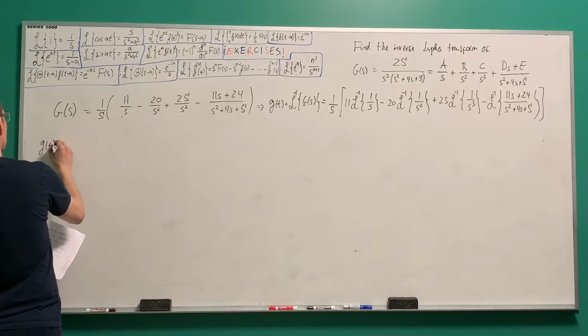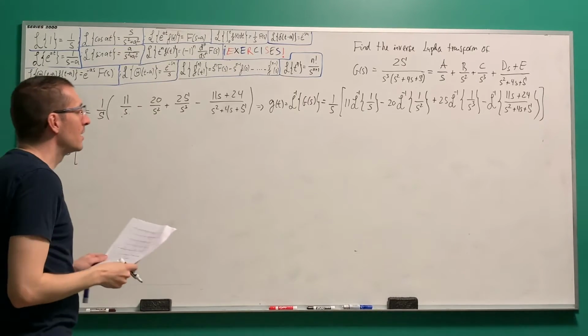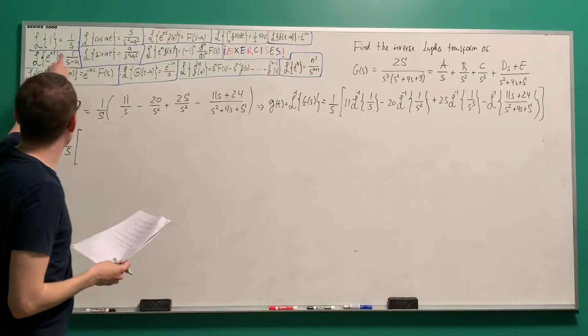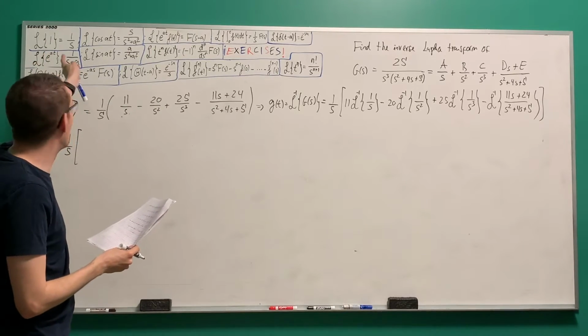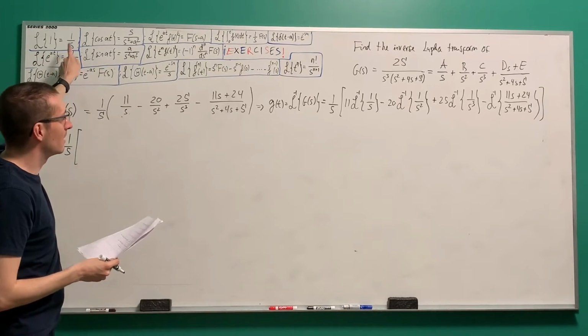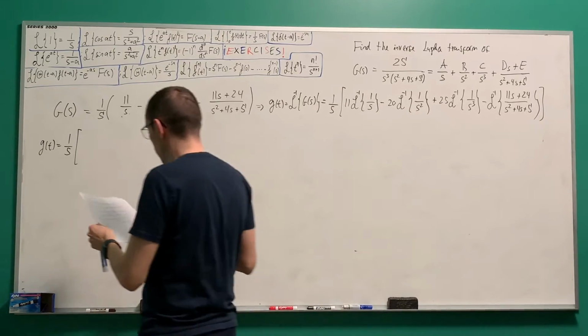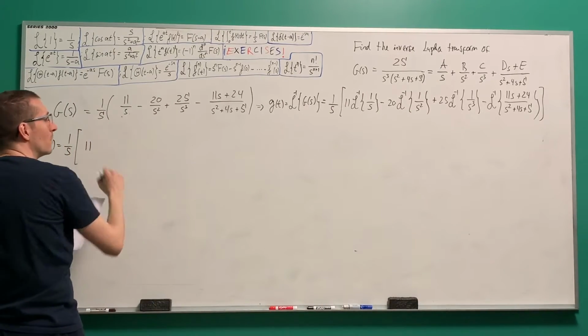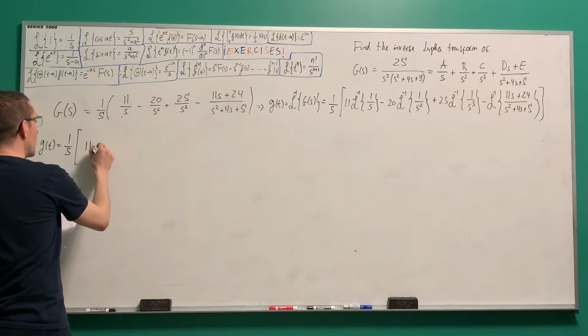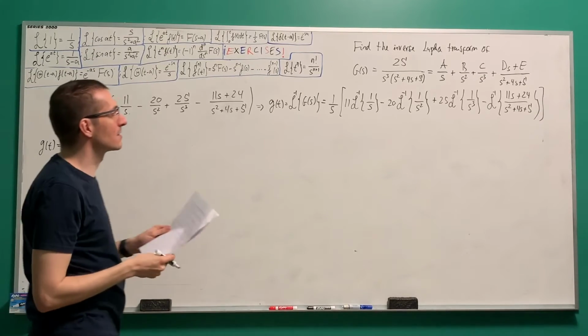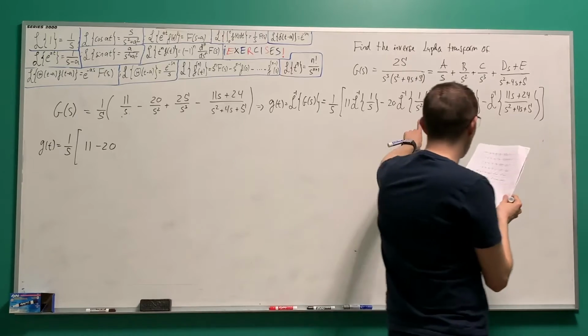Now the first one, let's go in order. g of t equals 1 over 5. Now the first one is easy. The first one is 1, so it's the Laplace transform of 1. So the inverse Laplace transformation is 1. So this is just an 11. There we go. Wonderful. Minus 20. What is this? Oh, this one is the Laplace transform of t.